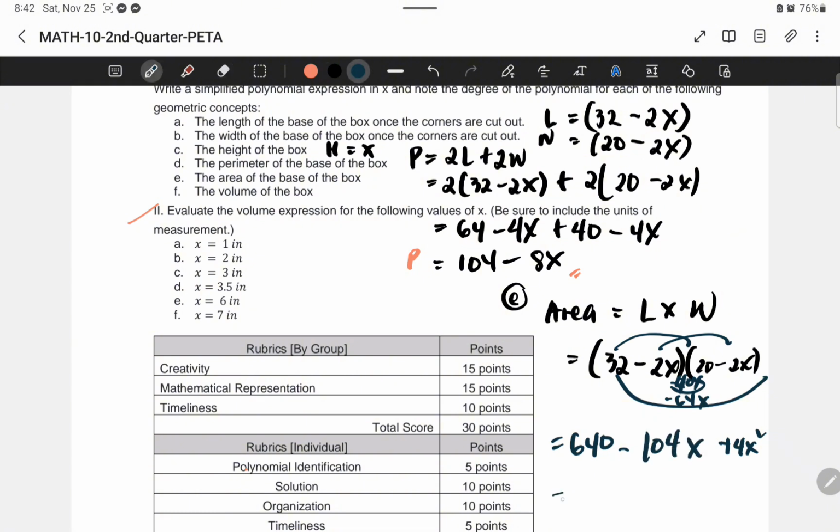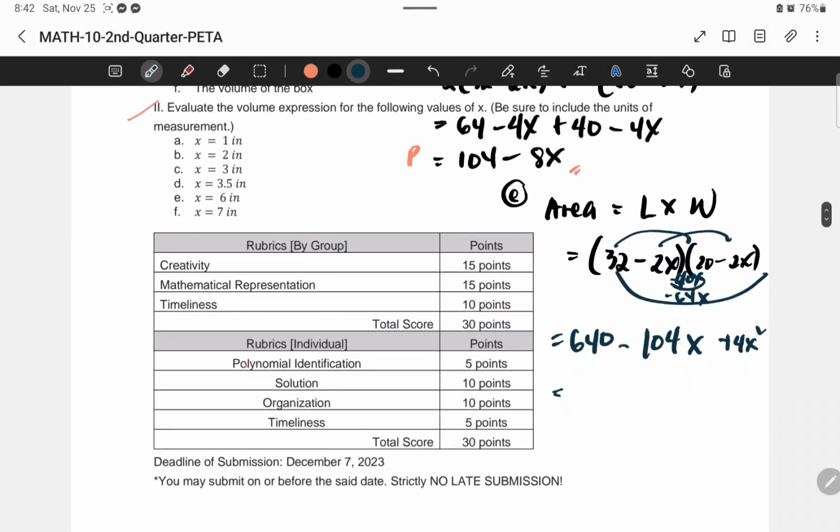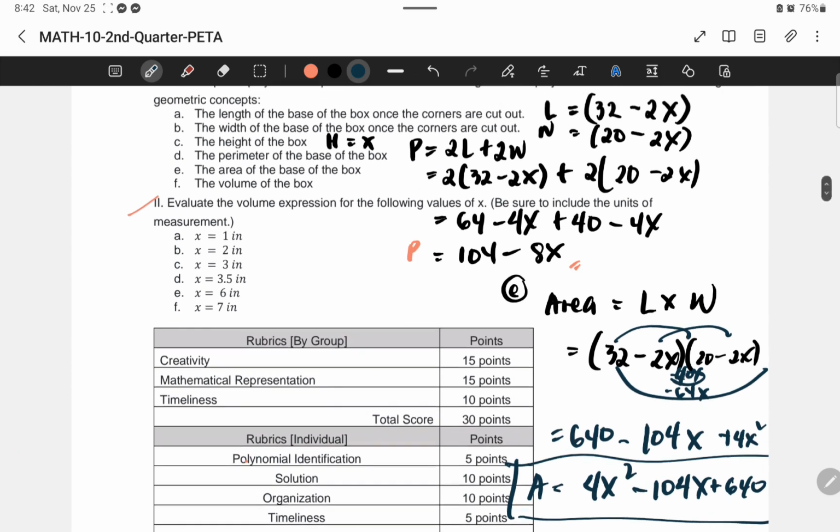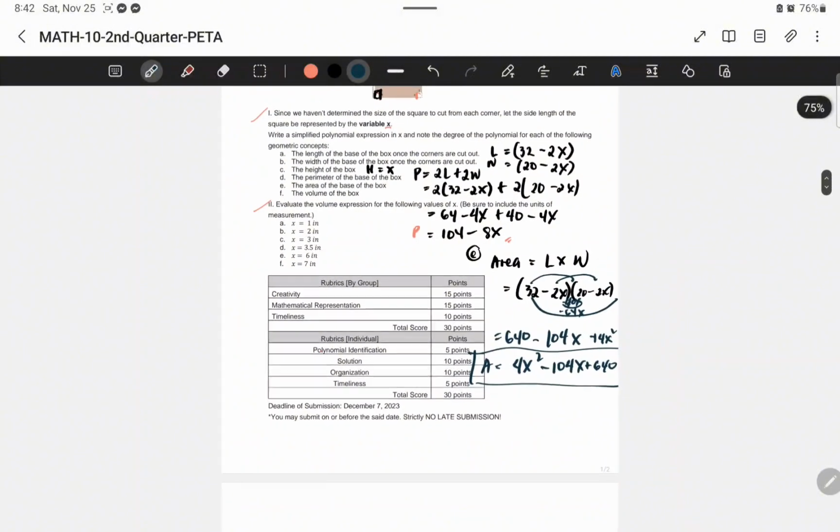negative 104x. Okay, then arrange the polynomials in descending order. So that is 4x squared minus 104x plus 640. So that is our area. How about the volume of the box?